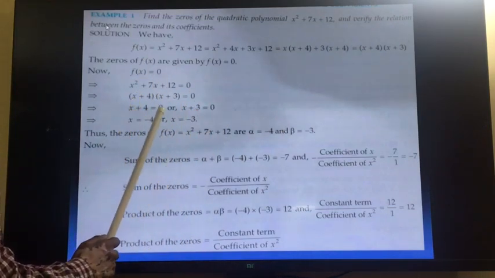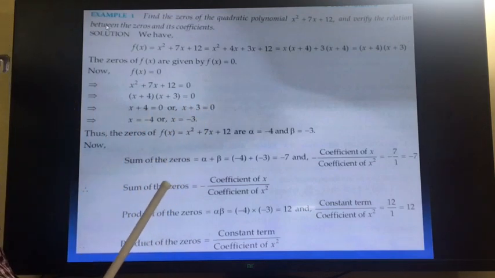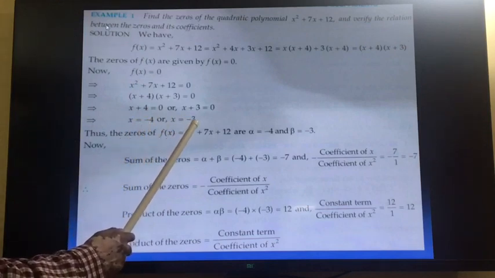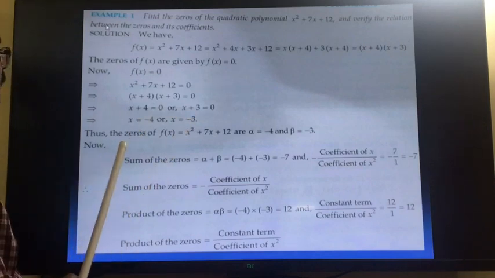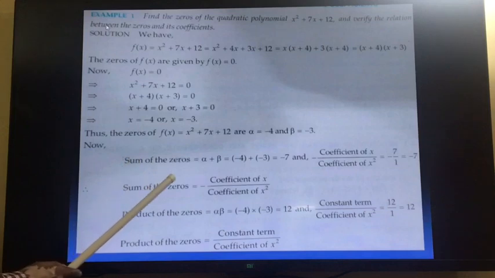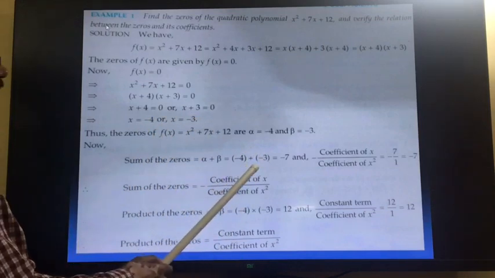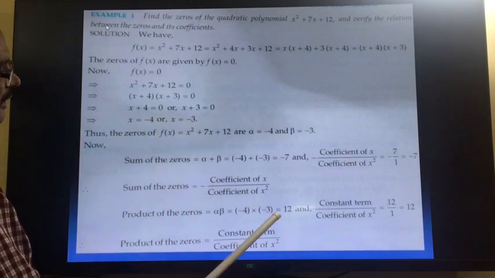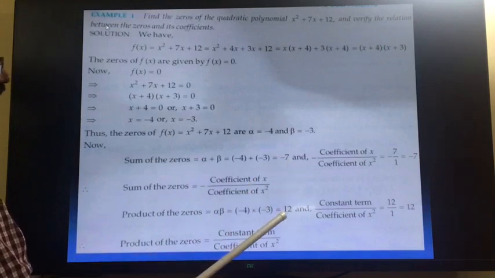So if x plus 4 is 0, x is equal to minus 4. If x plus 3 is equal to 0, x is equal to minus 3. So we got two zeros, one is minus 4, one is minus 3. One we can suppose as alpha, one as beta, right? Now you find out the sum of the zeros, alpha plus beta, it means minus 4 plus minus 3, it will become minus 7. Now the product of the zeros, alpha into beta, it will be minus 4 into minus 3, it will be plus 12. So sum of the zeros is minus 7, product of the zeros is 12.